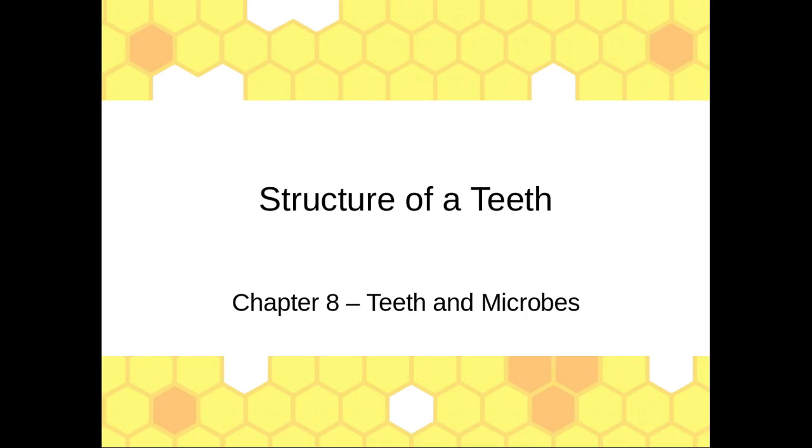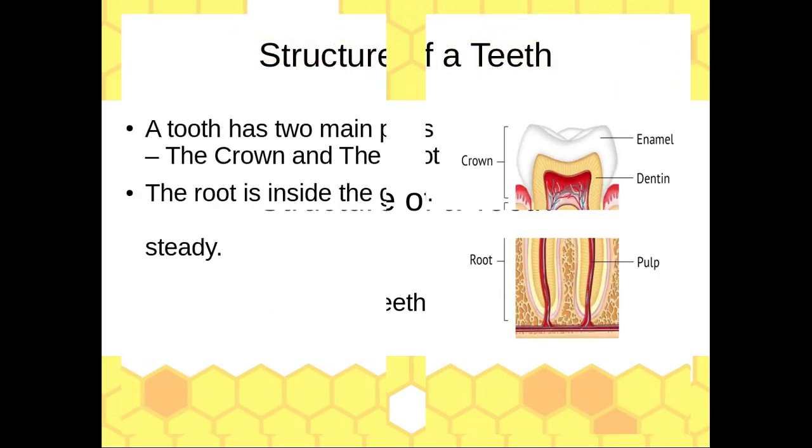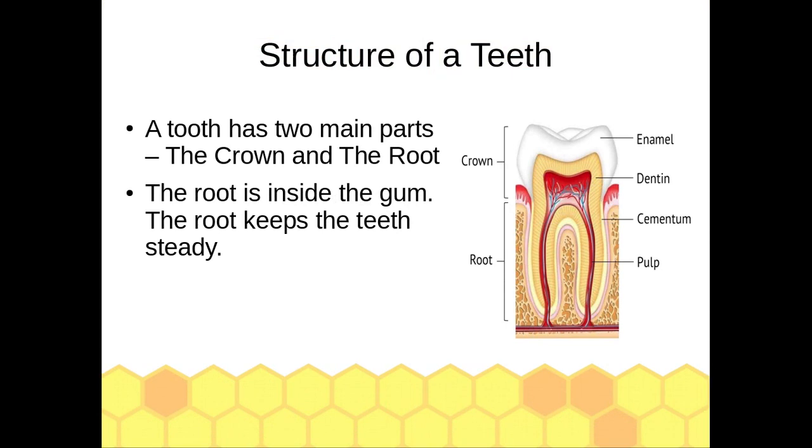Last class we discussed kinds of teeth. Today we will discuss the structure of a tooth. A tooth has two main parts. The first one is the crown and the second one is the root. All of you look at this picture.